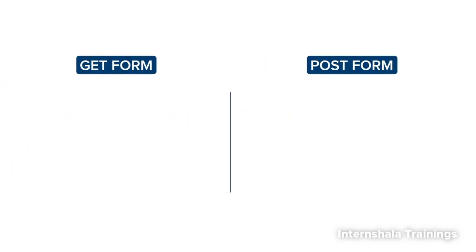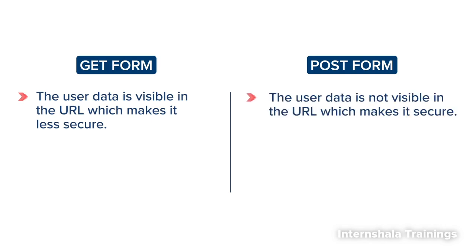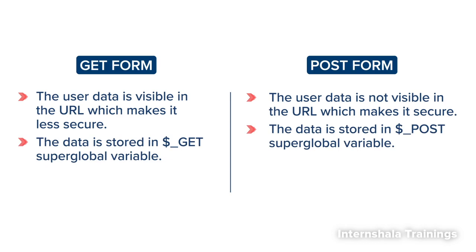Now that we have understood the method and action attributes, we will continue to explore more about these request methods, starting with the difference between them. As discussed earlier, in get request, the user data gets visible in the URL upon form submission, which makes it less secure. While in the case of a post request, no data is visible in the URL, making it secure. The data in case of a get and a post request is stored in $get and $post superglobal variables respectively.